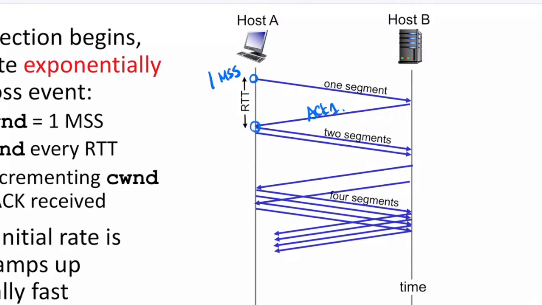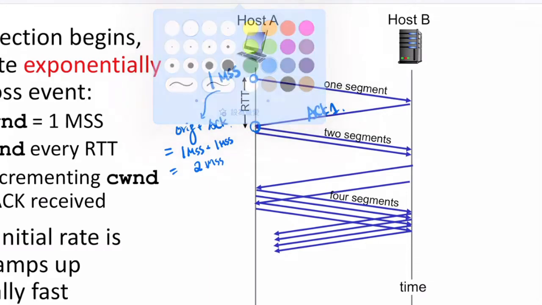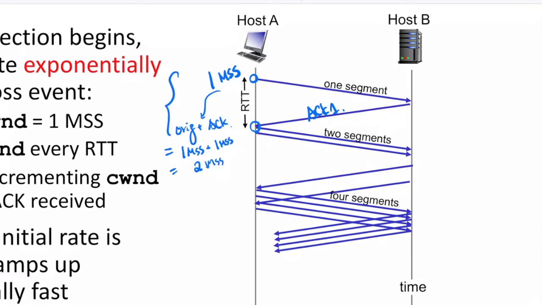At this moment, the original congestion window is 1 MSS, and I get 1 ACK. So I add 1 additional MSS, so currently I have 2 MSS. At this moment, I can send 2 data segments out. That is the first round. We call it the first round.